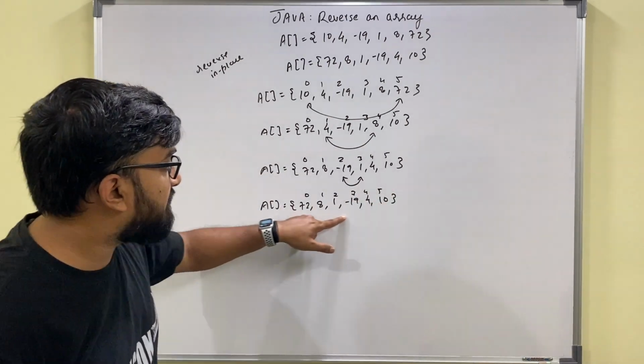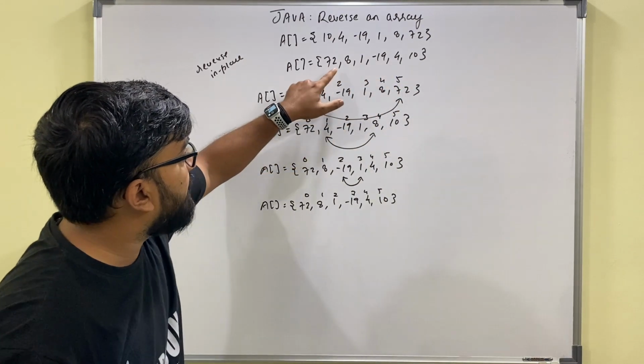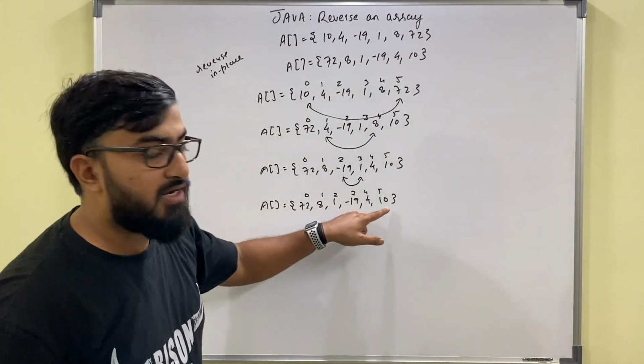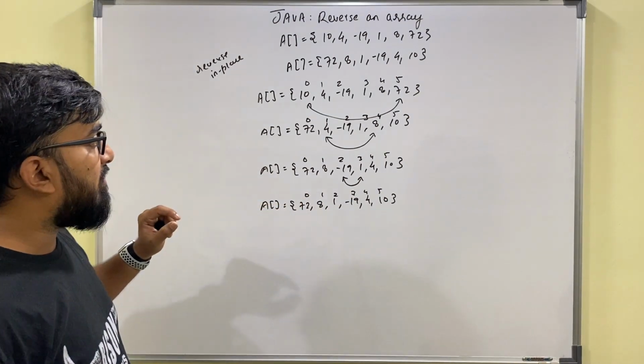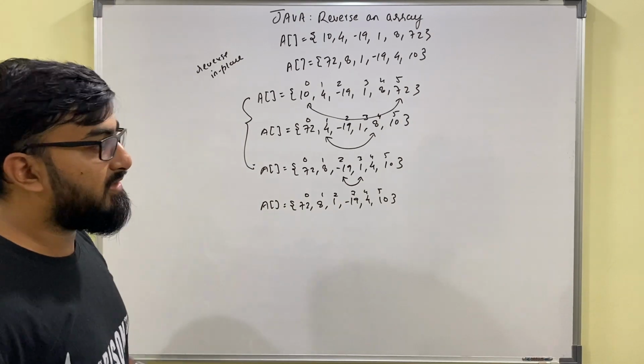And this array is the reverse array that I'm looking for: 72, 8, 1, minus 19, 4, 10. So how do I summarize these steps to get this?